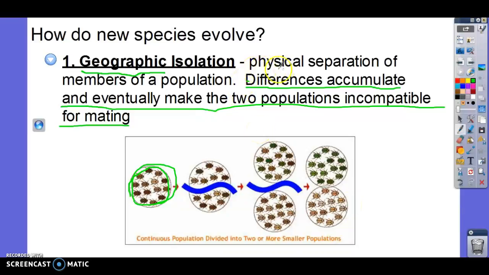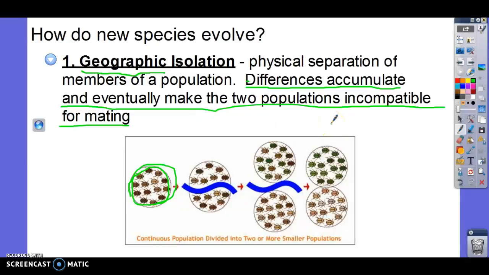So what other physical things could separate a population? A mountain range, a road, a big crack in the middle of the earth from an earthquake, right? So all these things could physically separate members of a population.